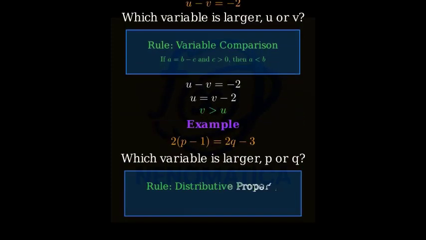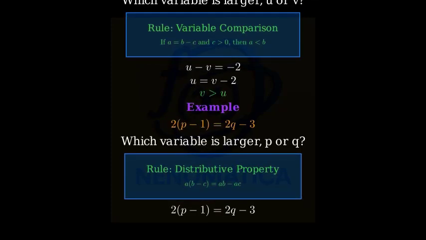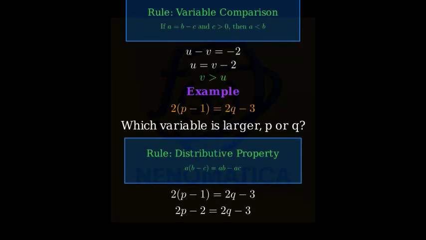We start with 2 times open parenthesis p minus 1 close parenthesis equals 2q minus 3. First, let's expand the left side of the equation. 2 times p minus 1 gives us 2p minus 2. Now our equation is 2p minus 2 equals 2q minus 3.